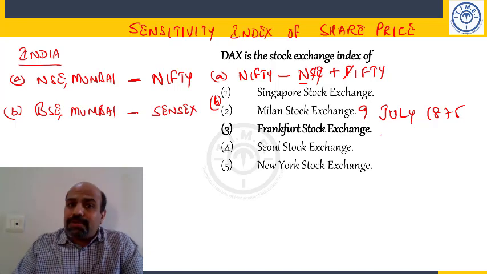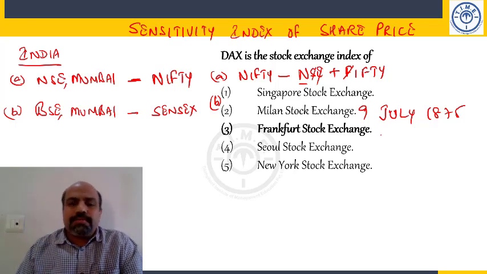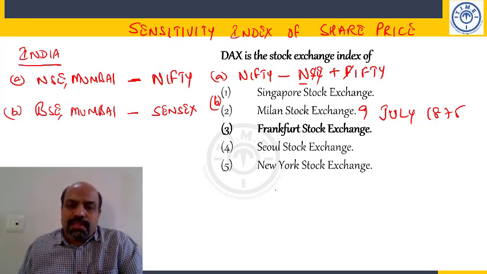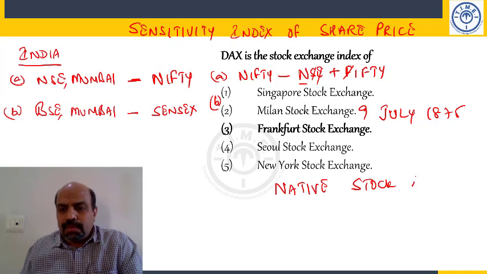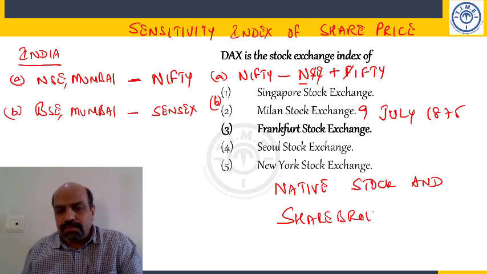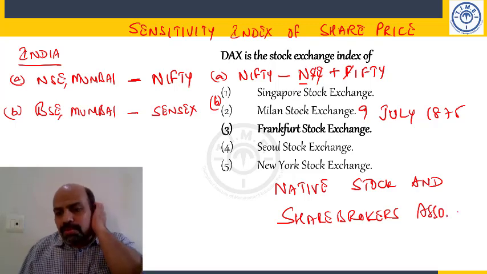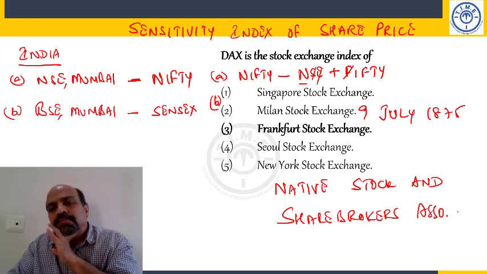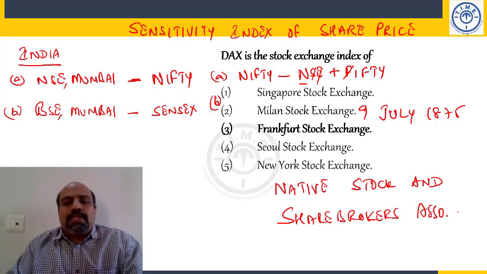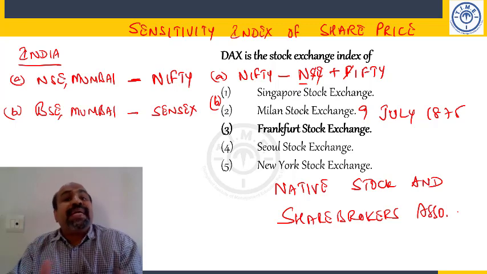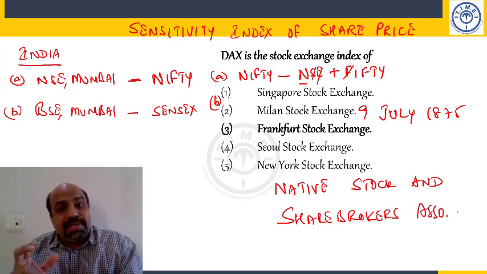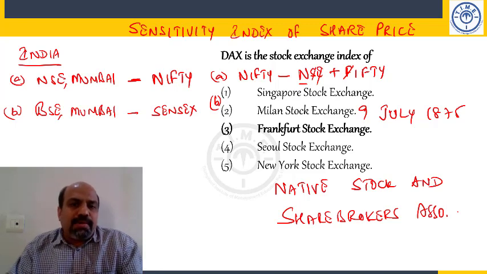Originally called, was it always called the Bombay Stock Exchange? No. So originally called the Native Stock and Share Brokers Association. Okay. So the use of the word native and the fact that it was established in 1875 simply means that it was meant only for Indians. That's why the word native. So that's a little about the Bombay Stock Exchange.